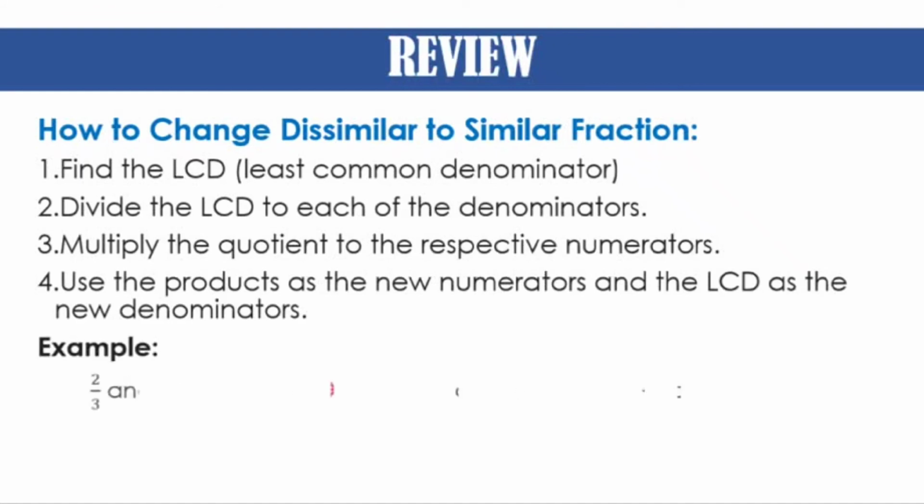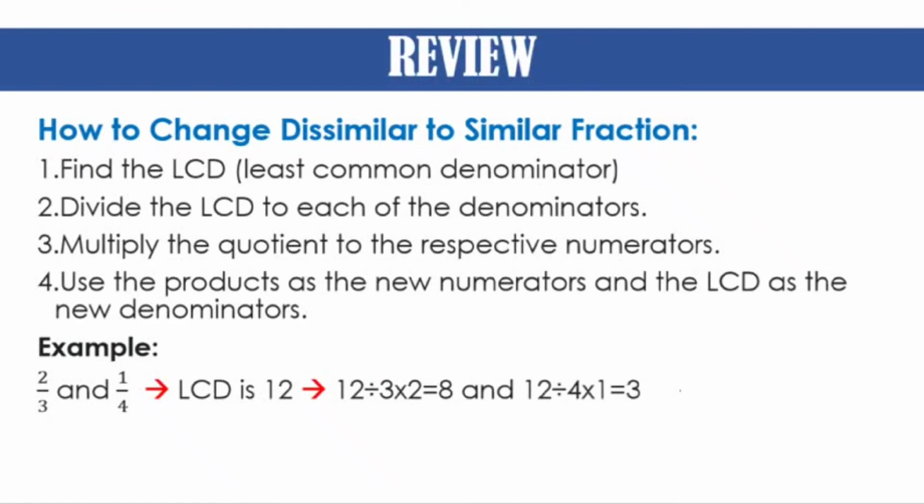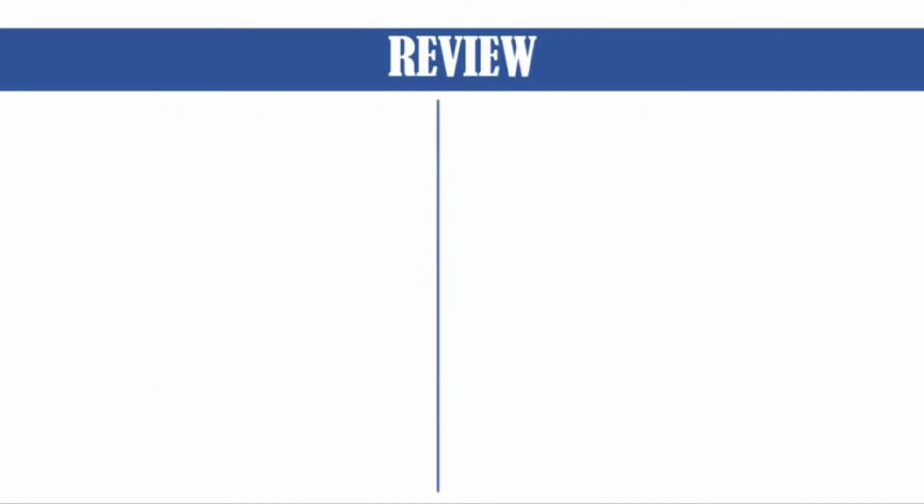Let's have this example. 2/3 and 1/4. The LCD is 12. 12 divided by 3 times 2 is equal to 8. And 12 divided by 4 times 1 is equal to 3. So the answers will be 8/12 and 3/12.